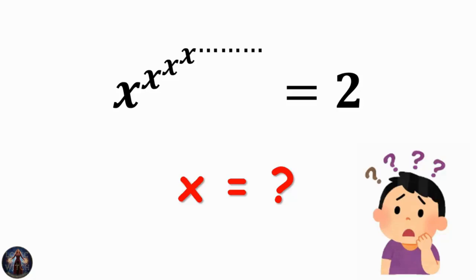So in this video we are going to solve for this problem where we need to calculate the value of x. We are given this equation where x raised to the power x raised to the power x raised to the power x, and on and on, is equal to 2, and using this equation we need to solve for the value of x. So let's get started and see how we're going to do that.